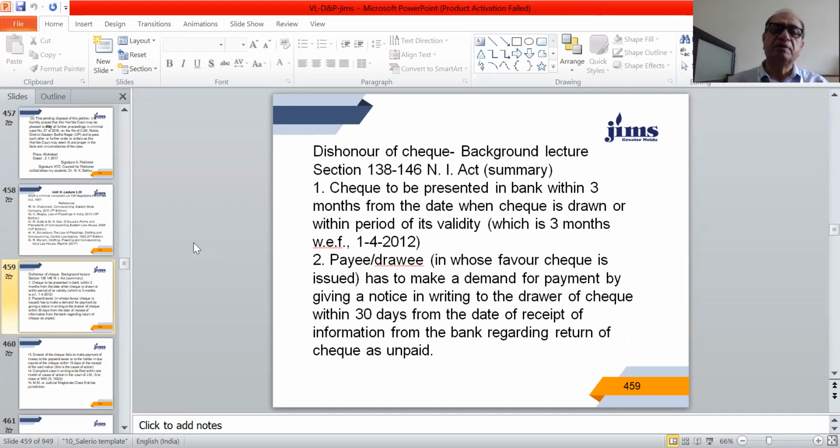Rule number 2, the payee or drawee, means in whose favor the check is issued, has to make a demand for payment by giving a notice in writing to the drawer of the check within 30 days from the date of receipt of information from the bank regarding return of check as unpaid. So drawer has a period of 30 days. These 30 days are to be counted from the date of information from the bank that check has been dishonored.